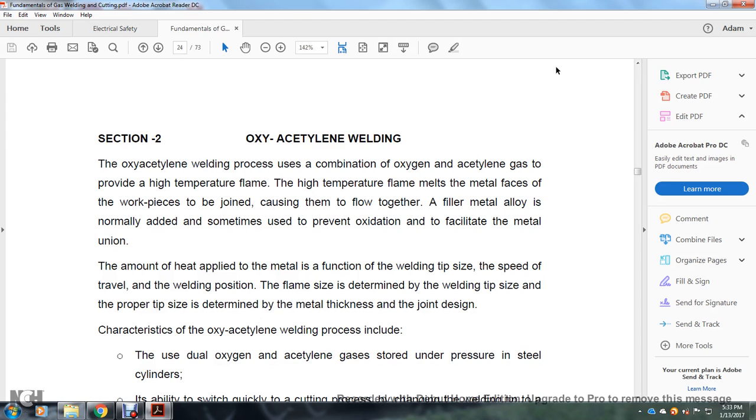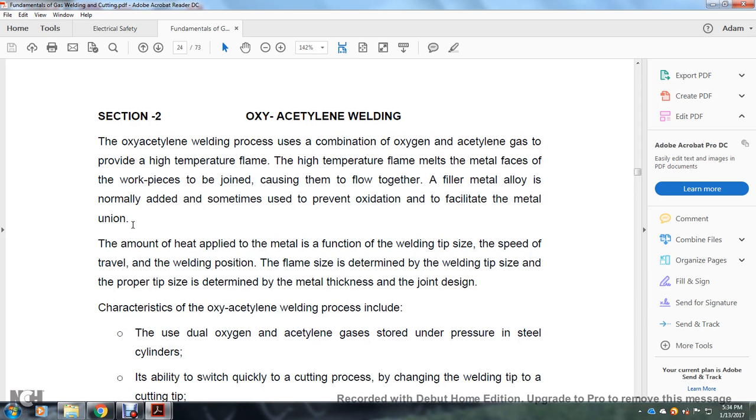The high temperature flame melts the metal faces of the workpiece for the joint and causes them to flow together. A filler metal alloy is normally added, sometimes used to prevent oxidation and to facilitate the metal union. The amount of heat applied to the metal is a function of the welding tip size, speed of travel, and welding position. The flame size determines the welding tip size, and the proper tip size is determined by the metal thickness of the joint design.